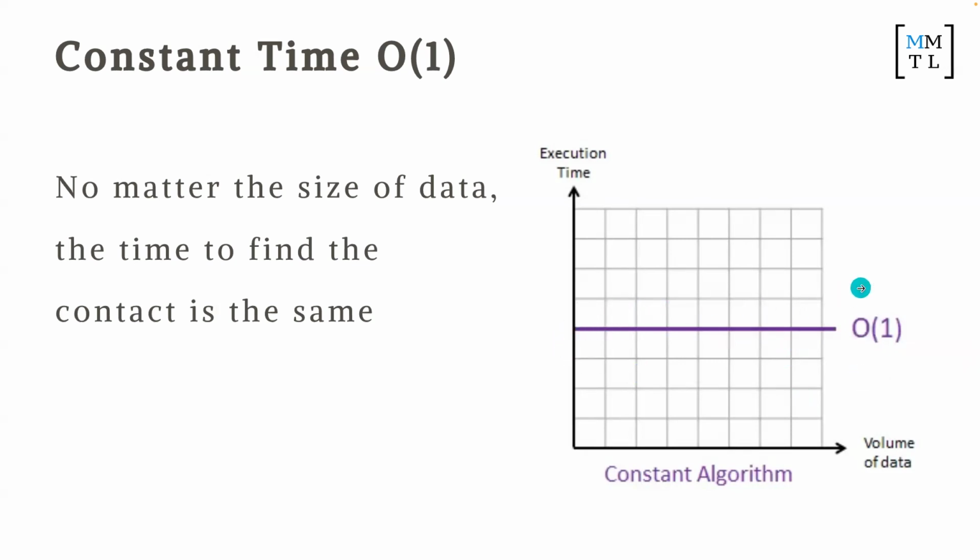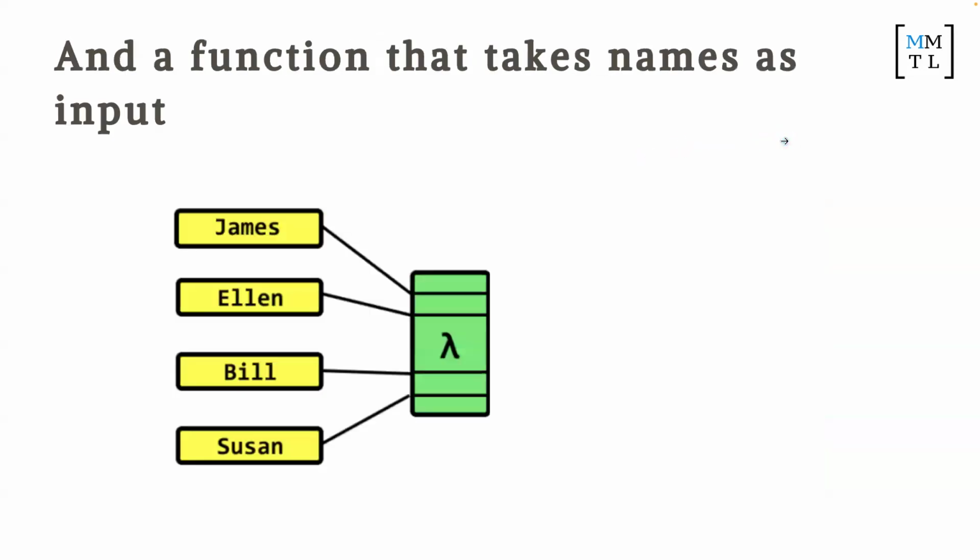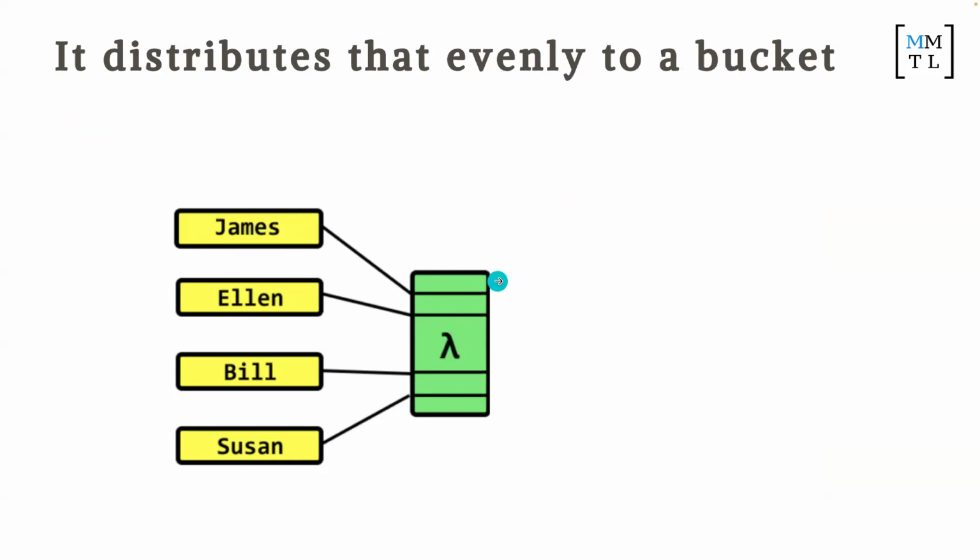And that's what the functions we're going to be working on to finish today off. So let's say that we have a lot of buckets. Imagine a contact book, but rather than storing everyone's name, we can store them as numbers somehow. So what we need is a function that takes names as input, which in our case will be strings. When you put these strings into the function, it's going to distribute them to a bucket.